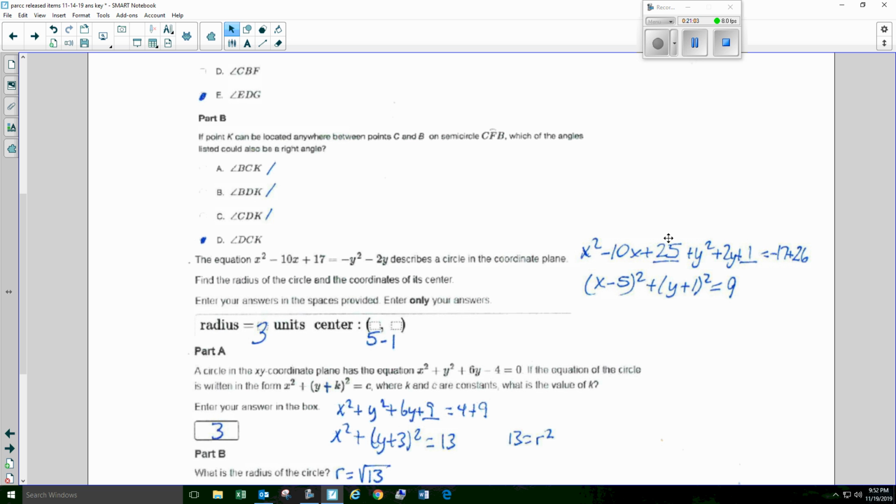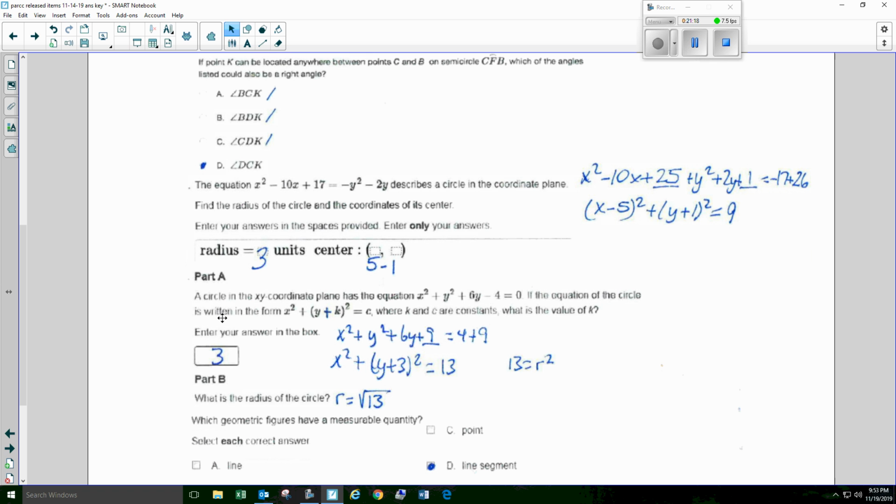And again, this perfect square trinomial factors into this. This perfect square trinomial factors into this. And we do opposite for the center, so 5, -1. Okay, so we have those filled in. Part A now here, down here, says, in this one, we have this right here. If the equation of a circle is written in this form, where k and c are constants, what's the value of k? Okay, so again, we just complete the square.